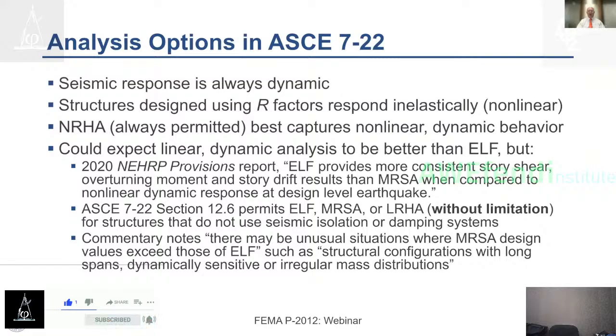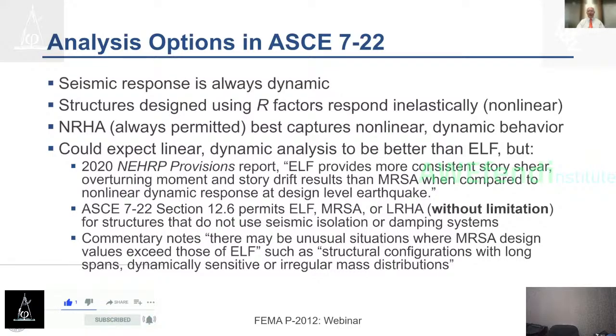So when you compare the gold standard, let's say, of nonlinear response history analysis, story forces and overturning moments and drifts, to modal response spectrum analysis, and then you compare it to the ELF envelope, the results probably do a better job of capturing that nonlinear response. And so that means that in ASCE 7-22, a change was made that allows the equivalent lateral force procedure without limitations for structures that don't have seismic isolation or damping systems. And where there are those other systems, there are some limitations, but ELF is still permitted.